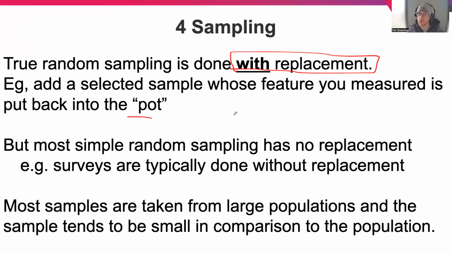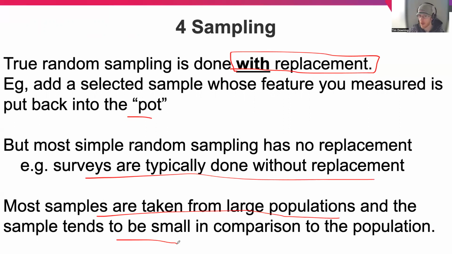And that is one nuance that we have to actually pay attention to, because true sampling contains replacement. If you sample without replacement, that is a slight bias. An example of that would be surveys, which are typically done without replacement. However, this is not usually an issue, because for very large populations, the probability of being sampled twice is low.